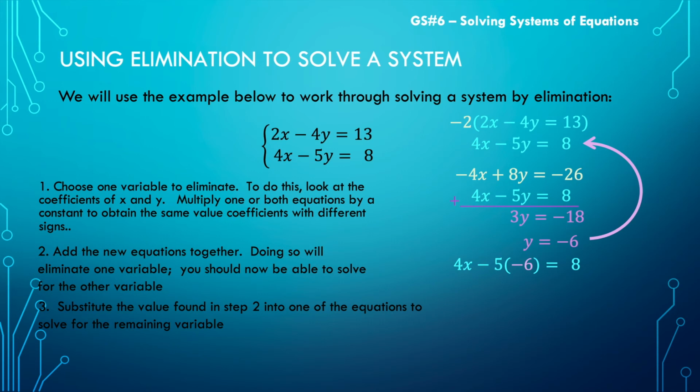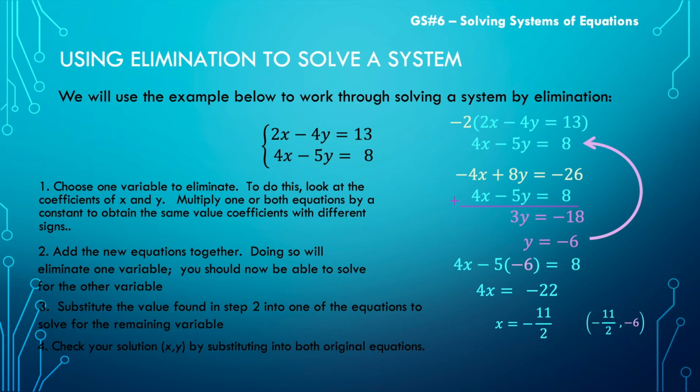So we would have 4x minus 5 times -6 is equal to 8. And so that would become 4x is equal to -22. And x is equal to -22 divided by 4, which simplifies to -11/2. So we think that our solution is the coordinate, or the ordered pair, -11/2, comma -6. And like we did before, we would want to just verify that. So check your solution by substituting it into both of the original equations.